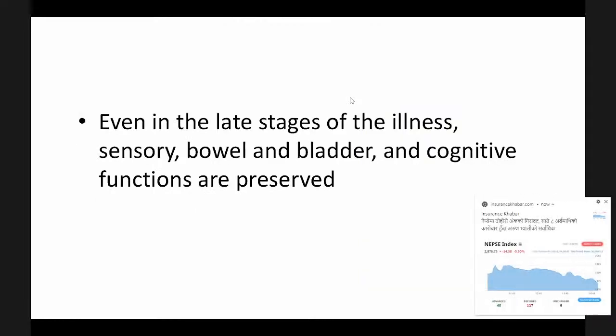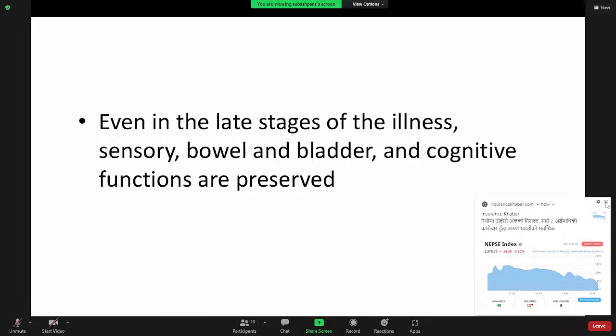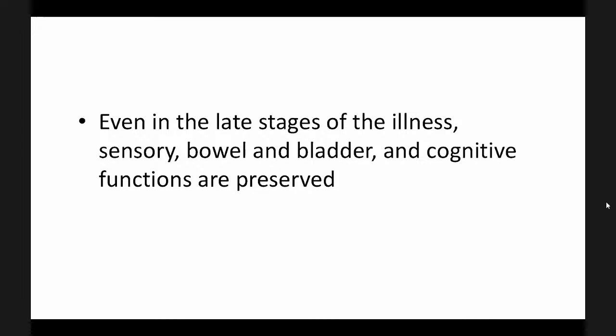So what you need to remember is there is very little involvement of sensory, bowel and bladder, as well as cognitive function. The person is able to pass bowel and bladder normally, there is no involvement of sensory function, and the person is alert. There is no cognitive impairment in these cases. So what you have is only the upper motor neuron and lower motor neuron features combined in case of ALS.